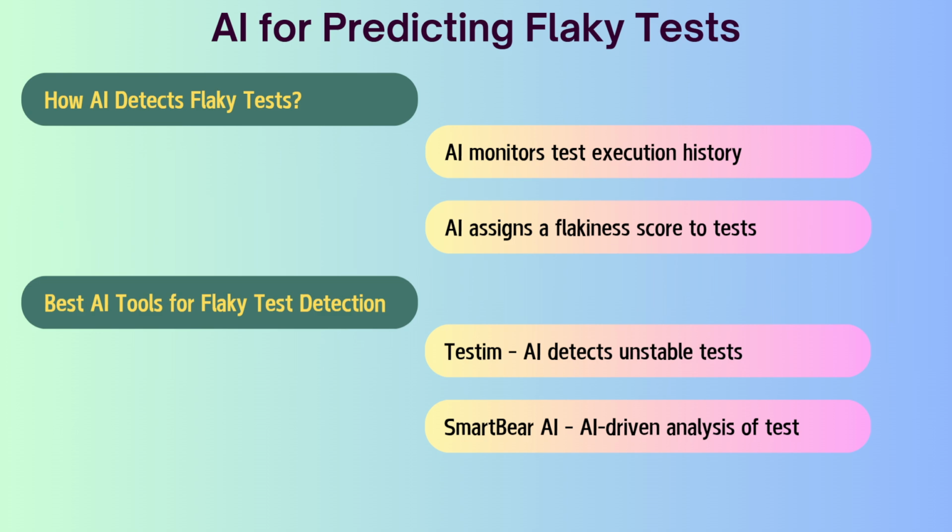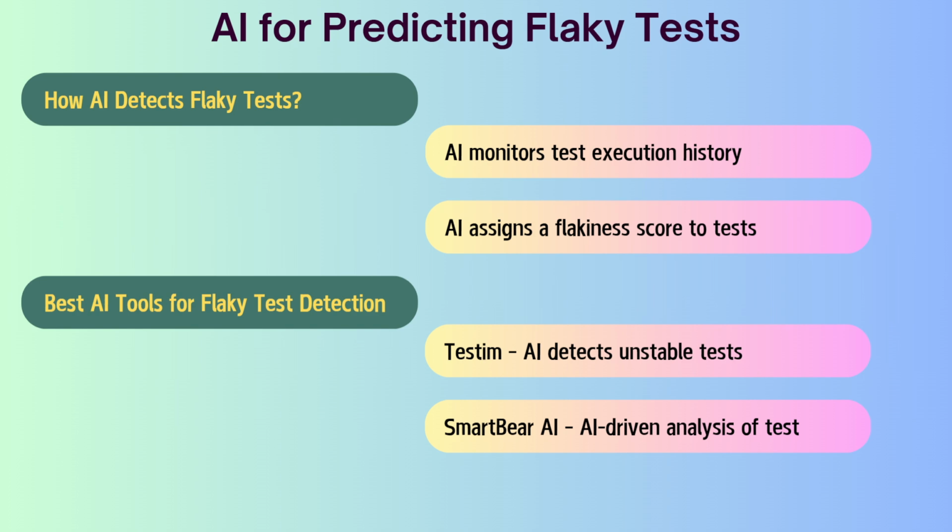For this, you can use AI to monitor test execution history and flag inconsistent results. You can also see the AI assigns a flakiness score to a test, helping teams decide whether to rewrite or remove unstable scripts. For example, in a Selenium test, AI can fix the flaky tests.